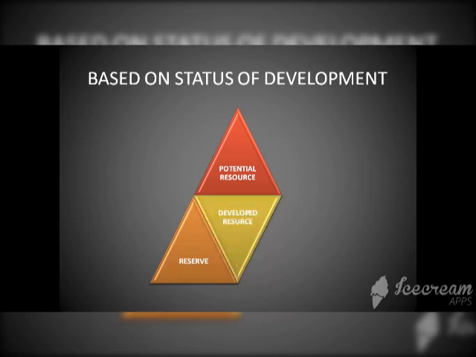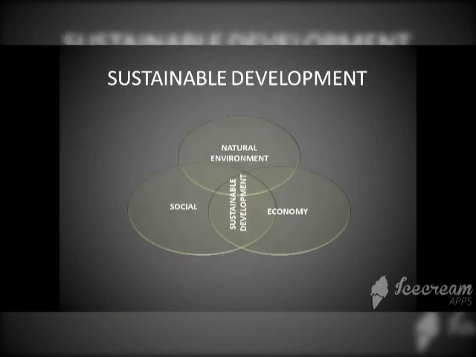Then developed resources. Developed resources are surveyed for how much quantity and quality they have, and then we use them for further development. Then stock. Stocks are those resources which have the potential to satisfy human needs, but human beings do not have the technology to use them. So these are the resources based on status of development.